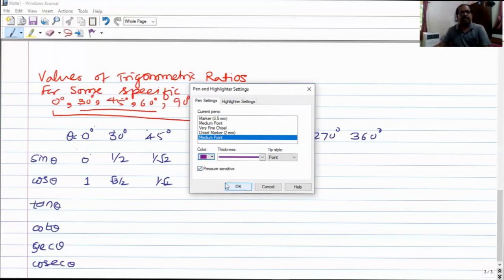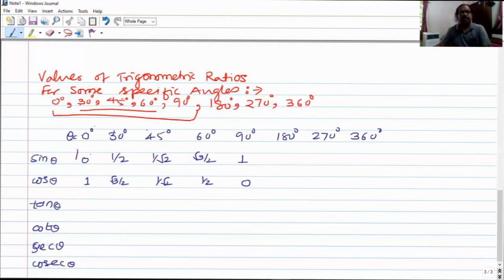What is the first line? The values of trigonometric function in the first line are these. So once you know the first line, once you know the value of the sine for these standard, specific angles, the remaining values are very easily calculated or obtained.